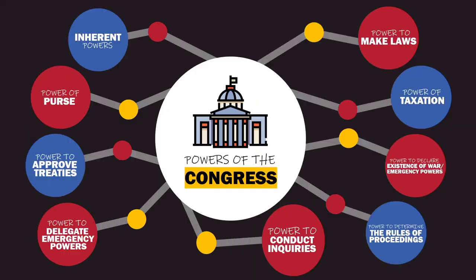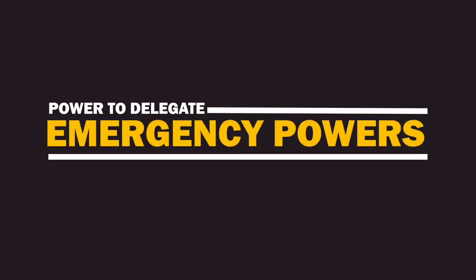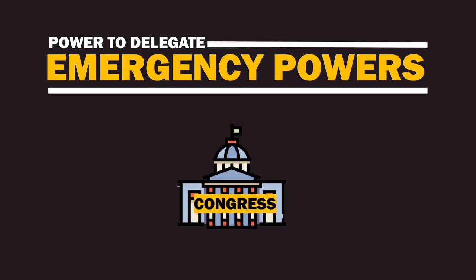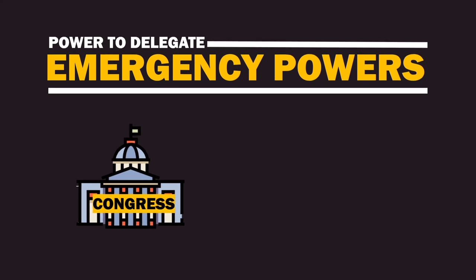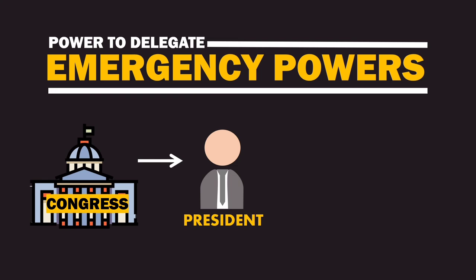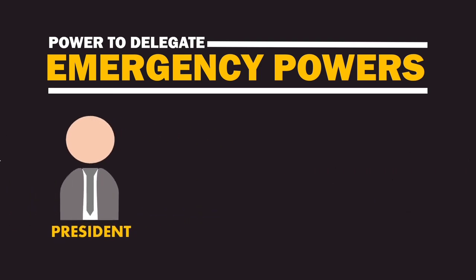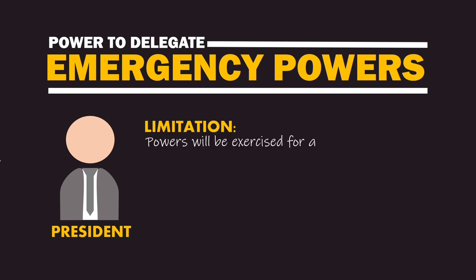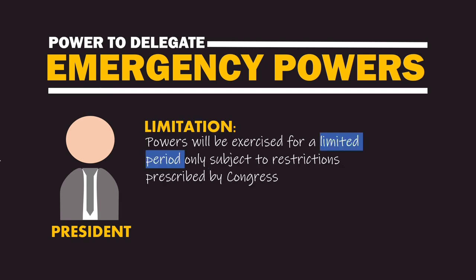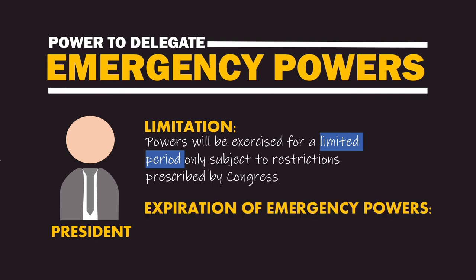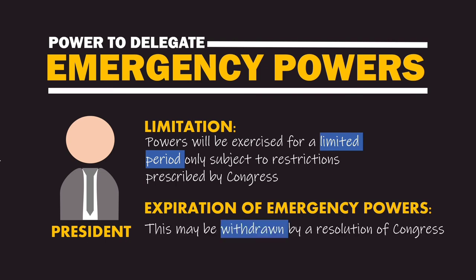Now let's talk about the power to delegate emergency powers. In times of war or other national emergency, the Congress may by law authorize the President to exercise powers necessary and proper to carry out a declared national policy. However, there are limitations. The powers will be exercised for a limited period only, subject to restrictions prescribed by the Congress. And there is also an expiration of the emergency powers. This may be withdrawn by a resolution of the Congress.